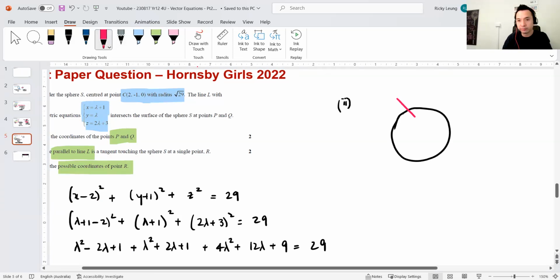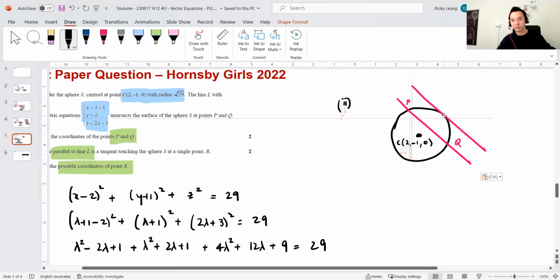Right now, I've got P and Q looking like that. This is P and this is Q, right? And the center of the sphere is there. Right, what's the center? C. 2, negative 1, 0. Okay. Now, this is telling me there's another line, right, which is tangential to the sphere and parallel to PQ, right? And they want me to find the coordinate of R, right? Yeah, that's basically touching it, right?